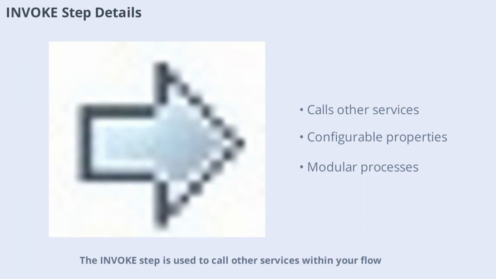The invoke step is used to call other services within your flow. You specify the service property, timeout, and input-output validation options. Linking pipeline variables to service inputs and outputs ensures seamless data flow. The invoke step is central to integrating functionalities and building modular, reusable processes.